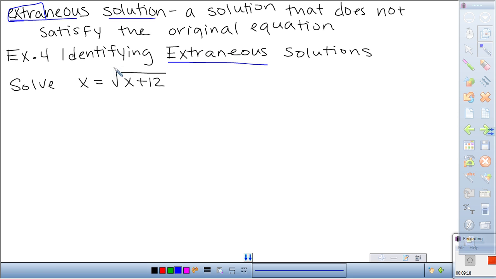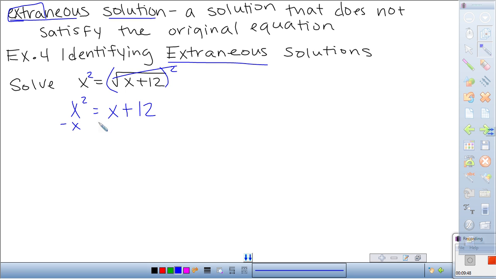We simply need to get rid of it by squaring both sides. So I have x squared equals, now these just cancel, so I have x plus 12. Now I have an x squared, an x, and a 12. So I want to make this look like a trinomial equation, a polynomial equation. So I'm going to move everything to one side.